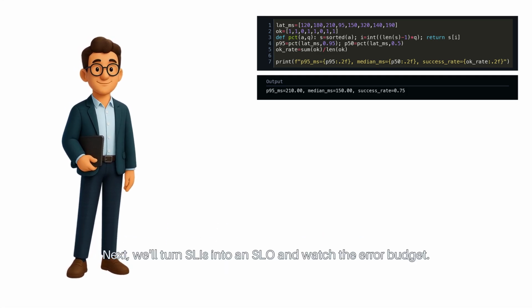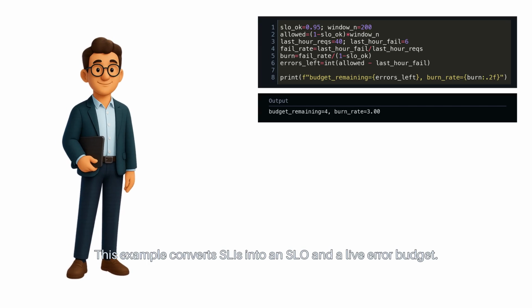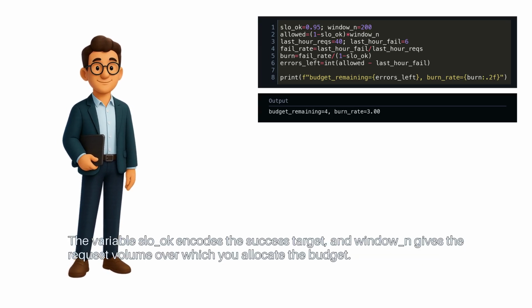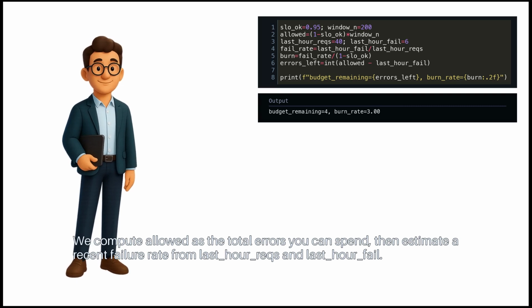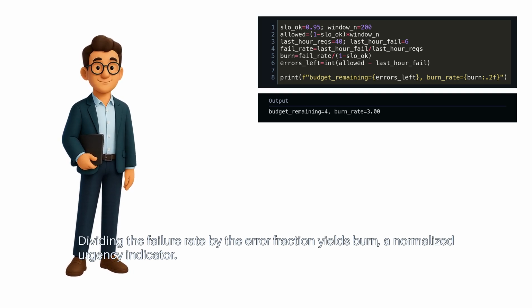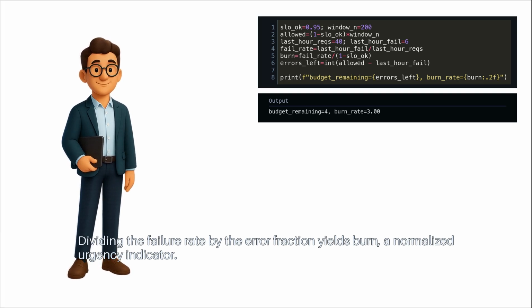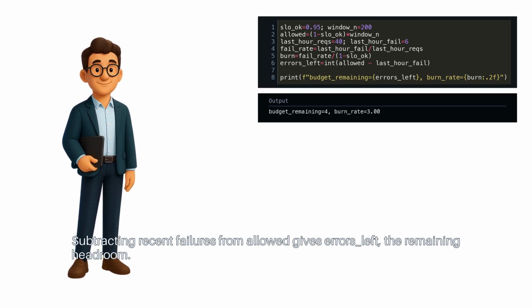Next, we'll turn SLIs into an SLO and watch the error budget. This example converts SLIs into an SLO and a live error budget. The variable SLO_OK encodes the success target, and window_n gives the request volume over which you allocate the budget. We compute allowed as the total errors you can spend, then estimate a recent failure rate from last_hour_recs and last_hour_fail. Dividing the failure rate by the error fraction yields burn, a normalized urgency indicator. Subtracting recent failures from allowed gives errors_left, the remaining headroom.